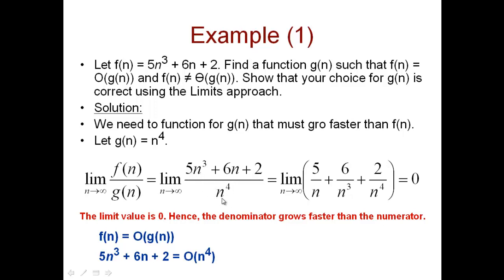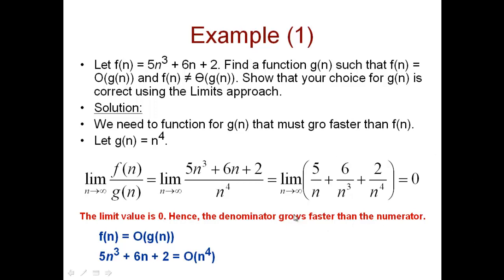5n cubed divided by n to the power 4 is 5 over n. 6n divided by n to the power 4 is 6 over n cubed. 2 over n to the power 4 is 2 over n to the power 4 as it is. So now you have the limit as n tends to infinity, and we cannot simplify beyond this.